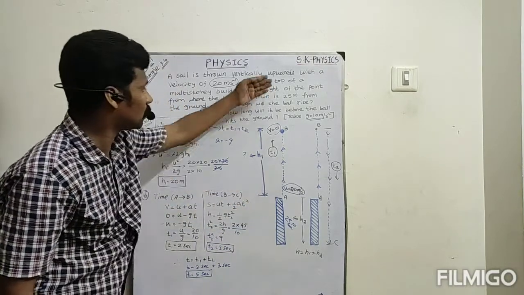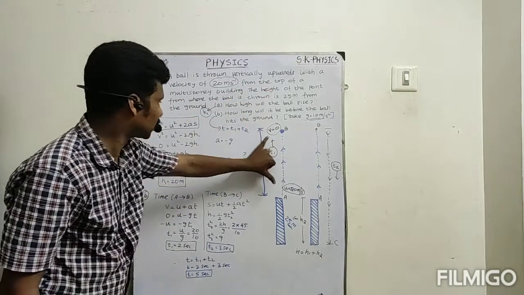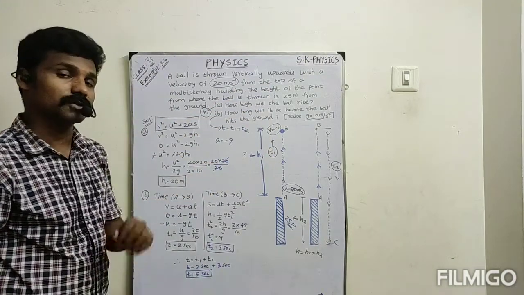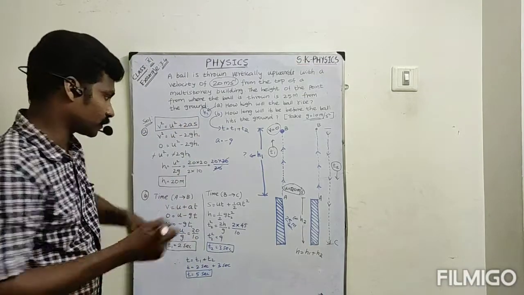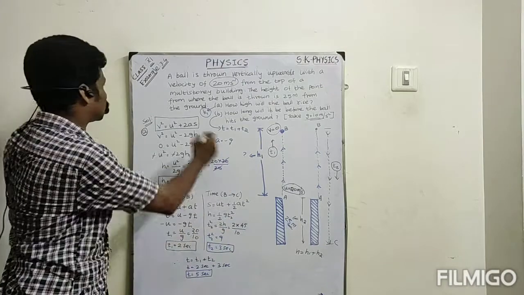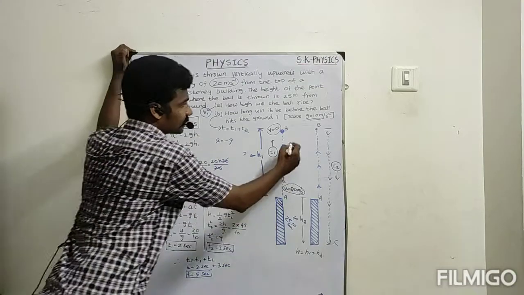Now you throw the ball at a particular height. What about the height reached? 20 meter. So if you observe from the ground, what about the total height? Now I can write here the total height.